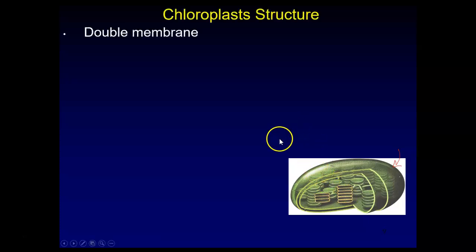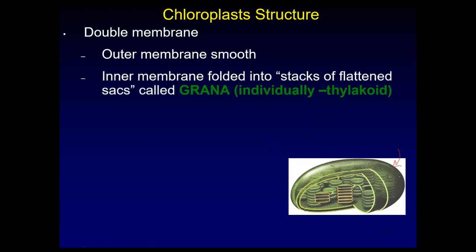Okay, so it's a double membrane structure. We say it again, the outer membrane, very smooth, inner membrane folded into these stacks of flattened sacs that we call grana. Individually, we call them thylakoids. So the whole stack.